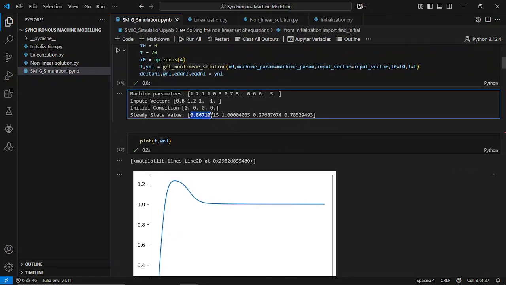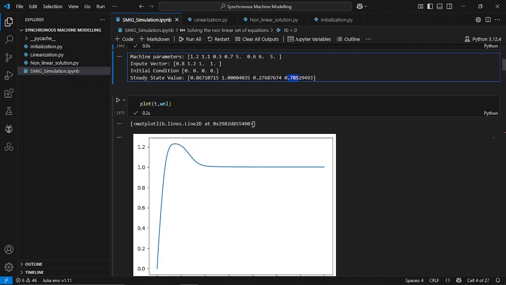You can see that the steady state value is like this: 1, speed is 1, angle is 0.86, and the transient internal voltages in the d axis and q axis are like this. Okay, this is just for simplicity, so you can understand the steady state values like this.